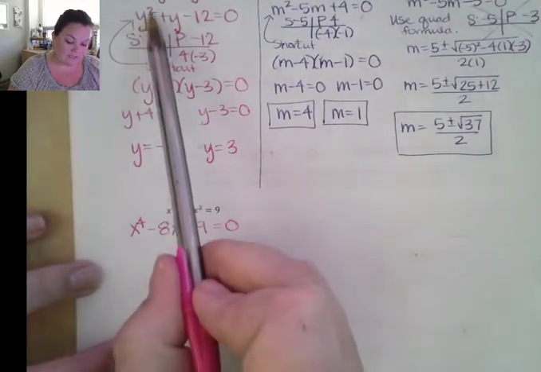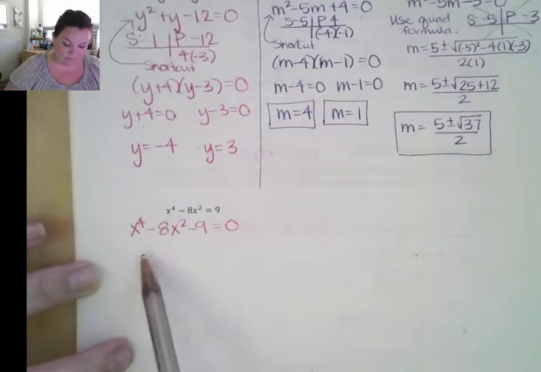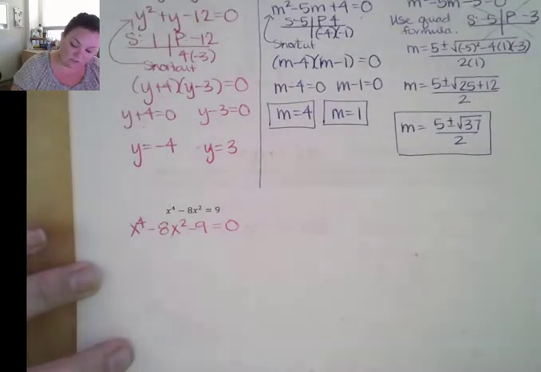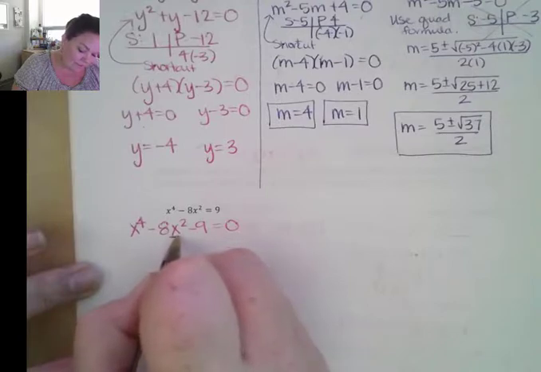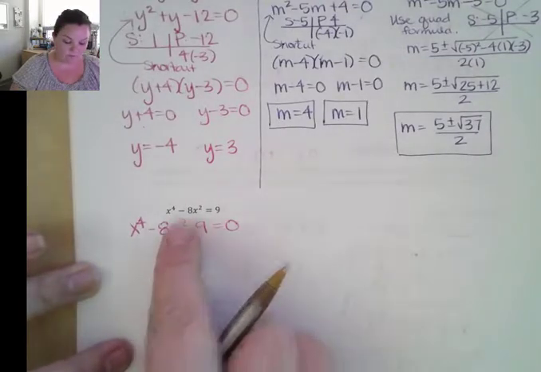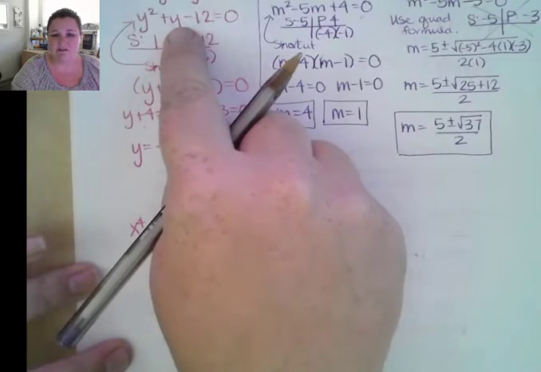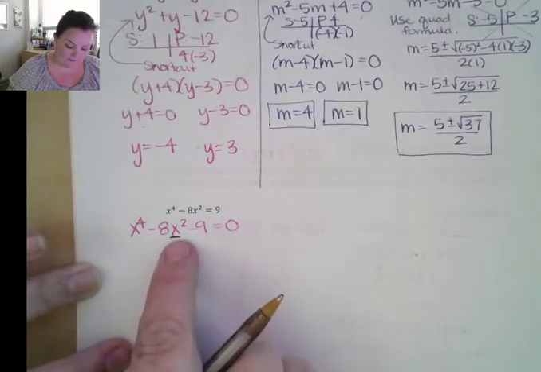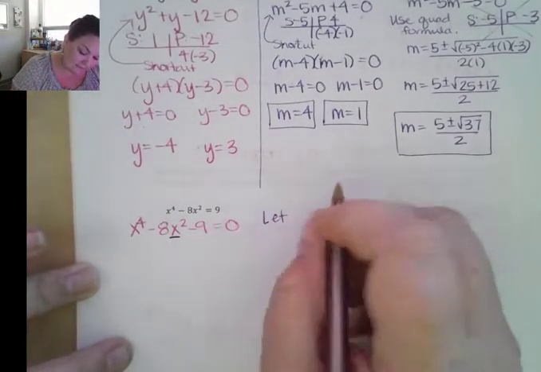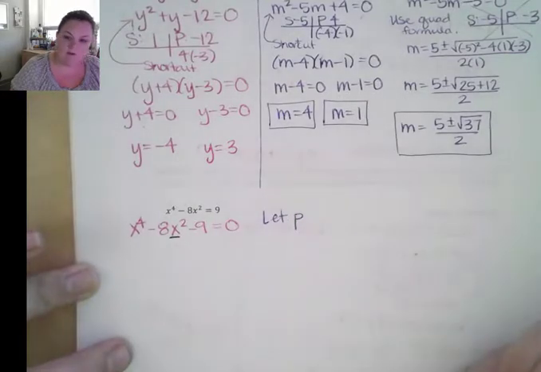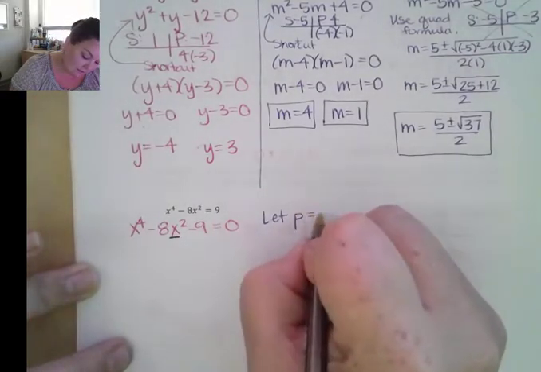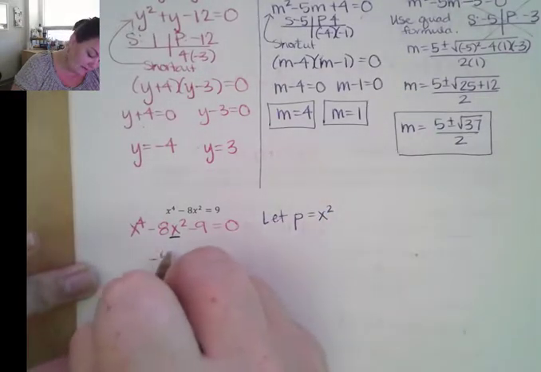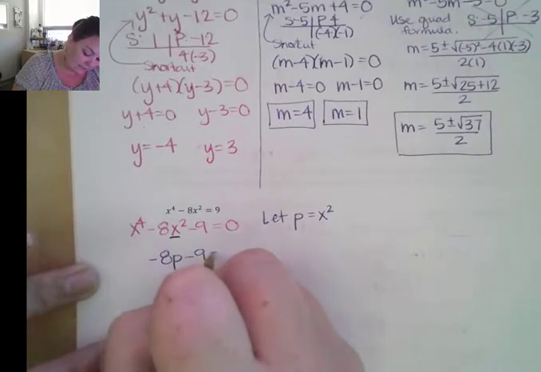Because up here we had a y squared and then a y. Here we have x to the 4th and x squared. So I would really like this middle term right here not to be a squared term. I would really like it to be to the first power, my variable. So I'm going to substitute in for x squared. Okay, let's say, let's use a p. Why not? Let's let p equal x squared. Okay, so that means this middle term would be negative 8p minus 9 equals 0.